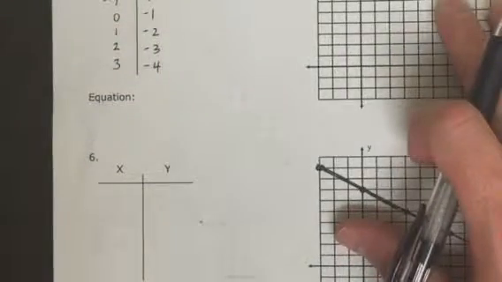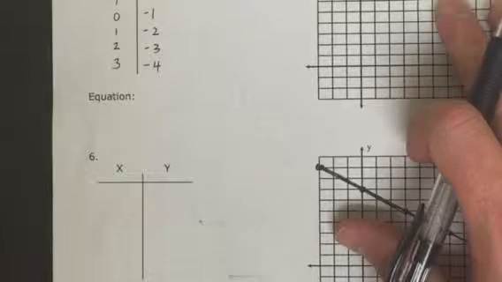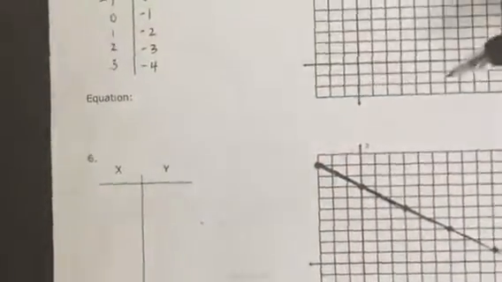I want you to go to the back and solve these 3 problems. It looks to me that this equation goes with number 4, this table is number 5, and this line is number 6. Try that on your own later.